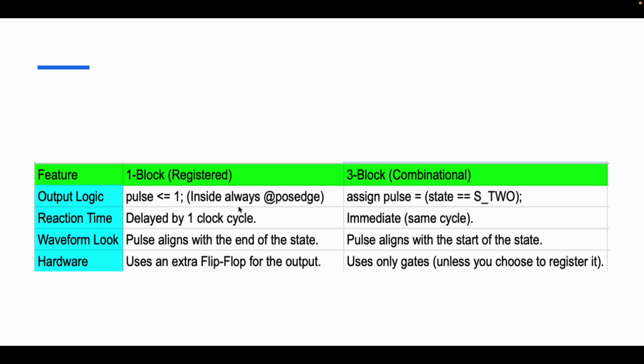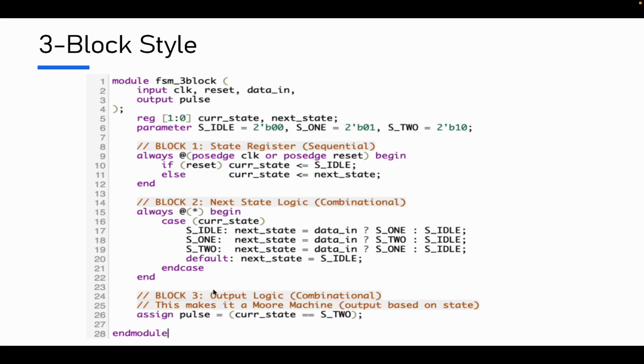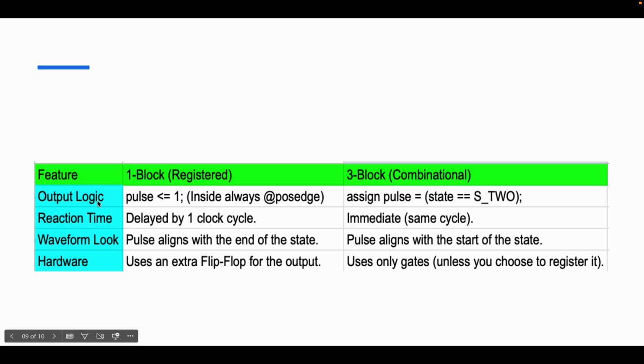Let us see what was the difference here. Output logic pulse is equal to 1, inside always at positive edge. Here we are telling in a combinational block, you are using this statement, what we saw here. Here the output is delayed by 1 clock cycle as it has to register it. Here it will do it in the immediate clock cycle. Pulse aligns with the end of the state. Here pulse will align at the start of the state. It uses an extra flip-flop for the output because it has to register, right? You use reg. It uses only gates unless you chose to register it.